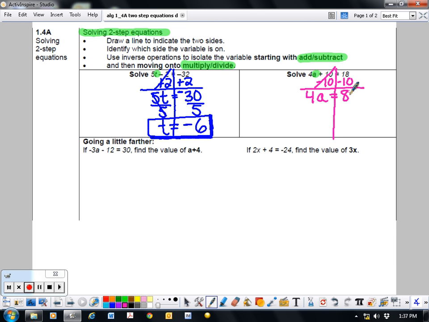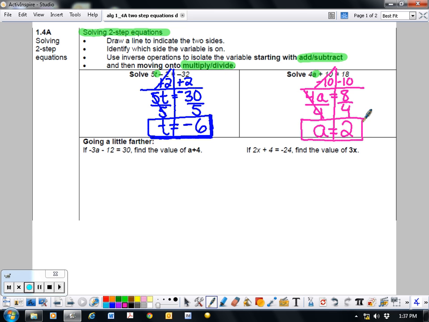And now I have 4 times a. So to undo that times, I divide. So I divide by 4, divide by 4. That gets rid of that, so now all I have is the a, which again is my whole purpose. Letter by itself, I want to figure out what that unknown value is. 8 divided by 4 gives me 2.